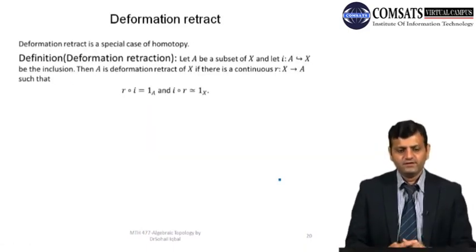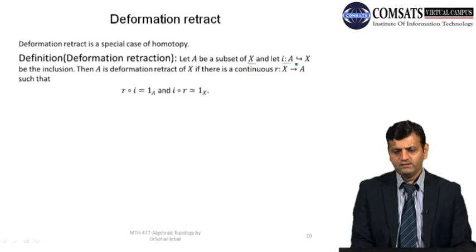So our last topic of today's lecture is deformation retract. Deformation retract is a special case of homotopy. So let's see how we define deformation retract. Let's say we have a space X and A is a subset of X, and I is the inclusion map. Then A is a deformation retract of X if there is a continuous function R from X to A such that the following conditions hold.